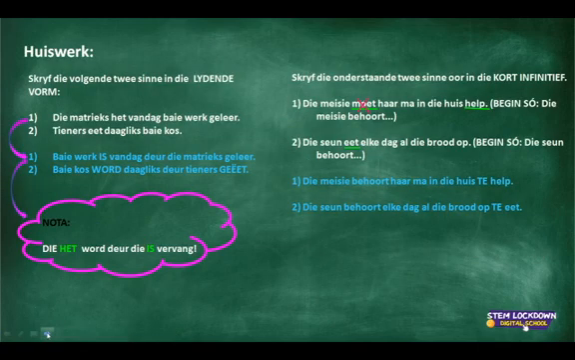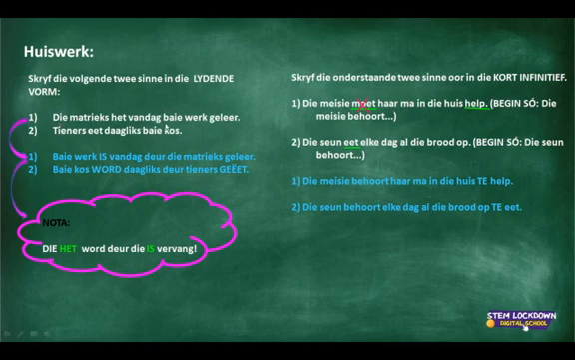Okay, so yesterday we discussed the passive voice as well as the short infinitive, and I gave you 4 sentences, 2 leidende vorm sentences to do and 2 kort infinitive sentences to do. So let's quickly just go through those 2 sentences. Skryf die volgende 2 sinne in die leidende vorm.